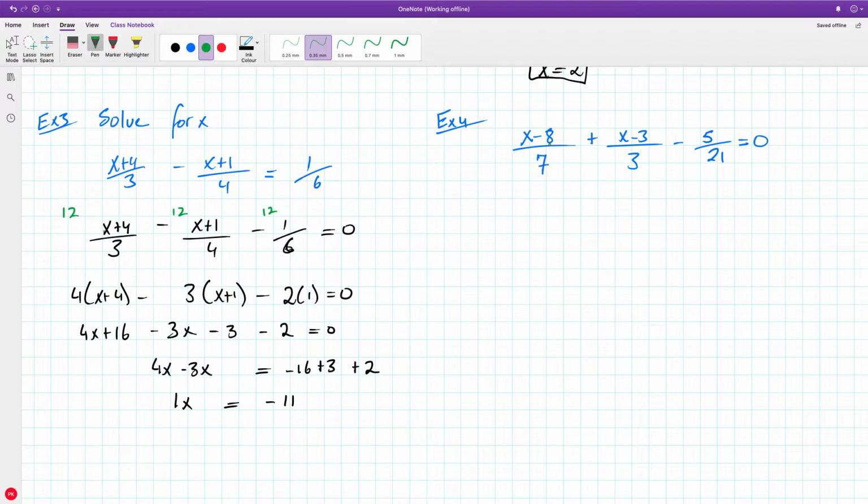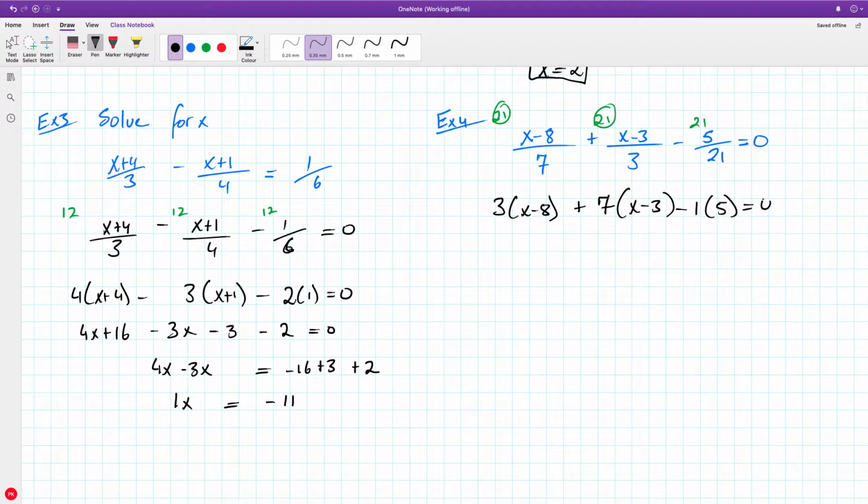Right. So everything's on the one side already. So what we're going to do is multiply across straight away by 21, 21, 21. 7 into 21 goes 3 times x minus 8. Plus 3 into 21 goes 7 times x minus 3. Minus 21 into 21 goes minus 1 times. Is equal to 0.